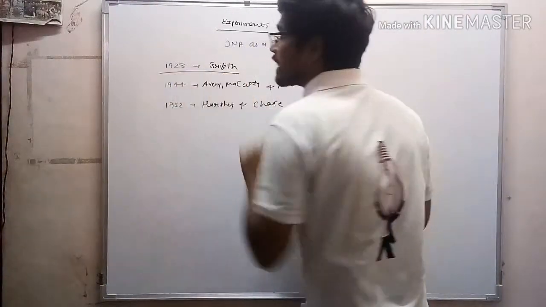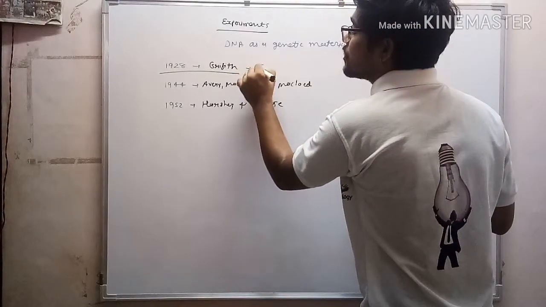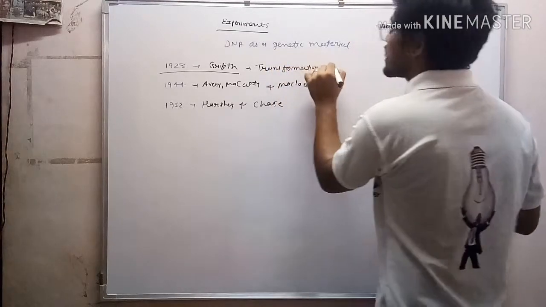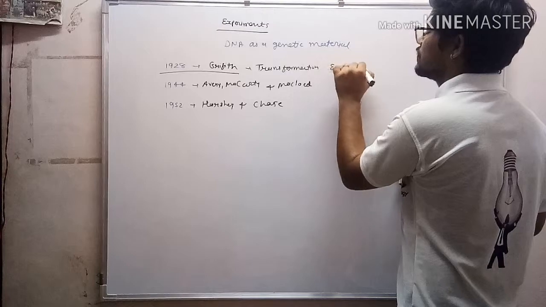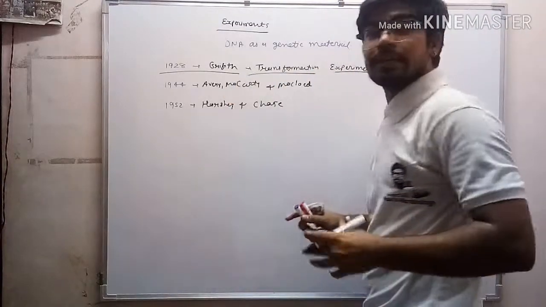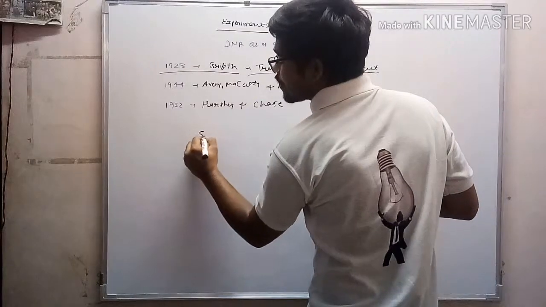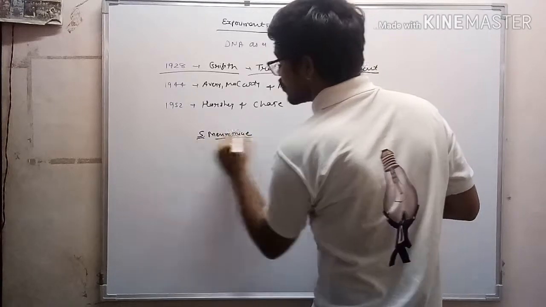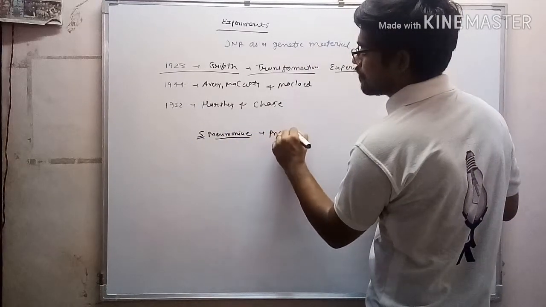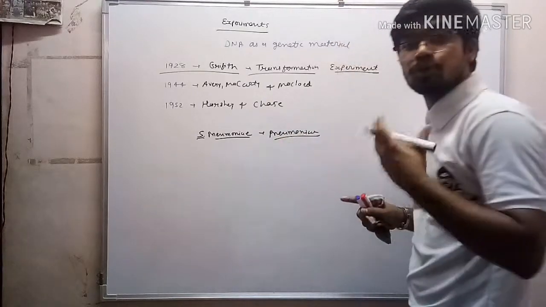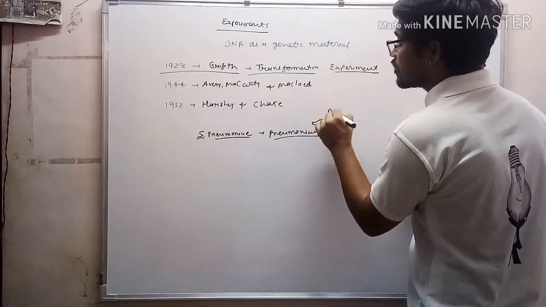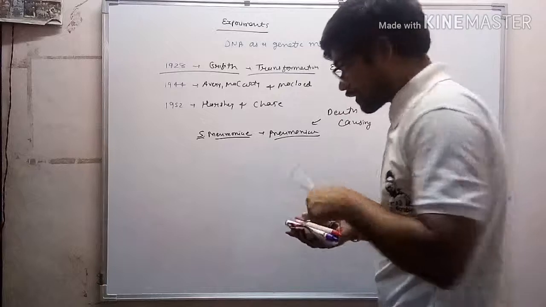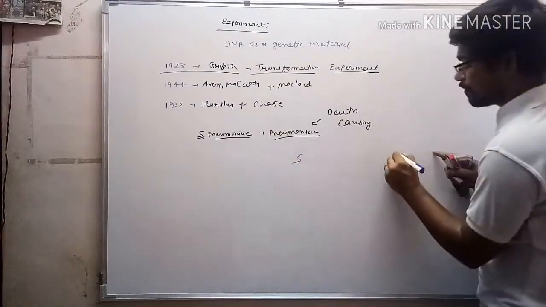So first we start with the Griffith experiment. It is also known as the transformation experiment. In the experiment, he took a strain of Streptococcus pneumoniae, which causes pneumonia. At that time, pneumonia was a very hard and death-causing disease. So he took two types of strain, the S strain and the R strain.